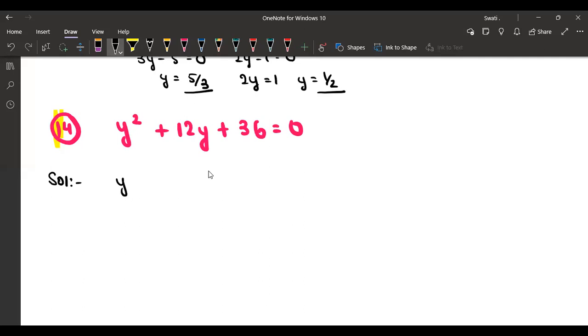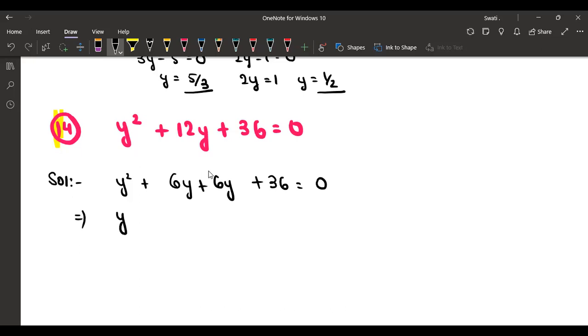Okay, so this will become y squared. 12y I can write down as 6y plus 6y because that is also giving me 36. 6 times 6 is 36, plus 36. This process is only called the middle term split. That is it. And as soon as you get this step, after this it's very simple.